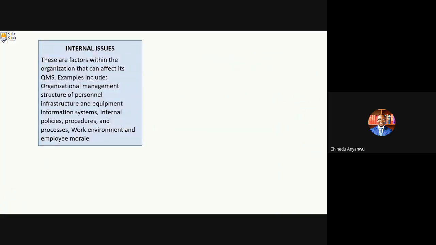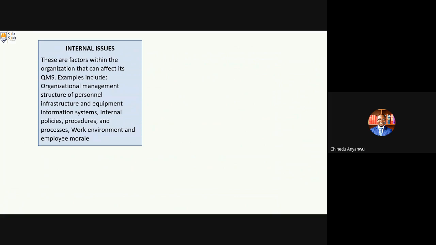Now, what are internal issues? Internal issues are factors within the organization that can affect the quality management system. And like I said before, internal issues include organizational management, structure of personnel, infrastructure and equipment, information system, internal policies, procedures and processes, work environment, and employee morale.